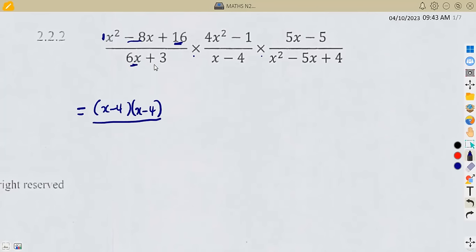Everything over 6x plus 3. 3 is common, so you can factor out 3. 6x divided by 3, that's 2x. 3 divided by 3, which is a plus 1 in this case, all right?